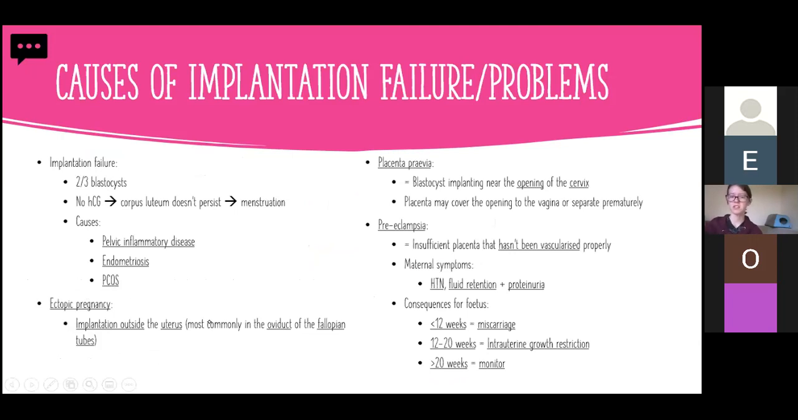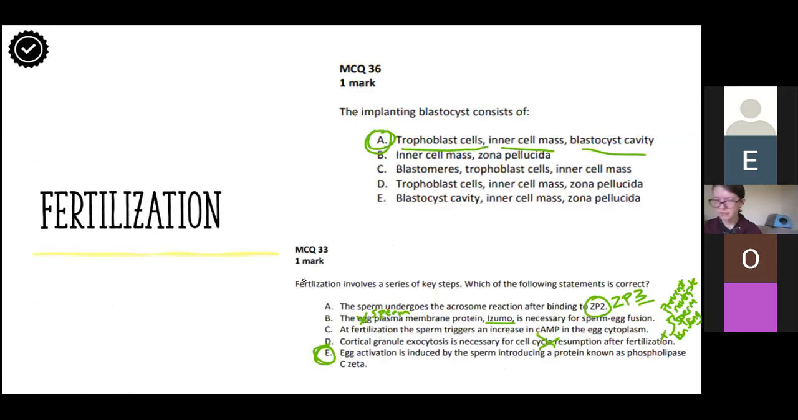Ectopic pregnancy, so just implanting somewhere outside the uterus, usually the fallopian tube. Placenta previa, that's when it implants near the opening of the cervix, and preeclampsia is when you don't have enough vascularization of the placenta. All right, the answers, we're really going to speed through now.